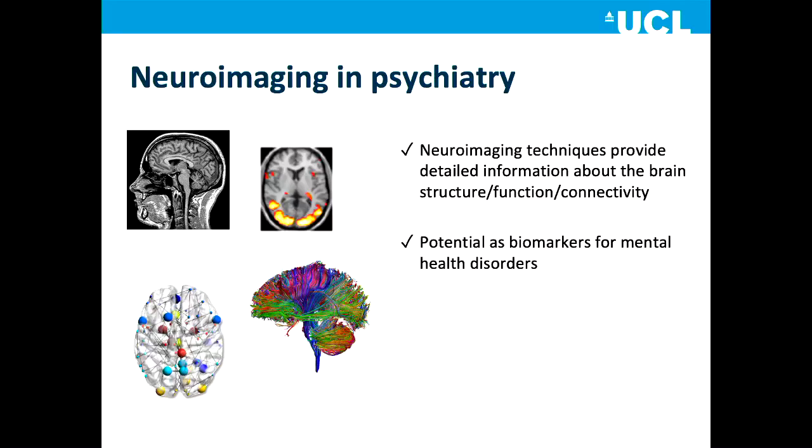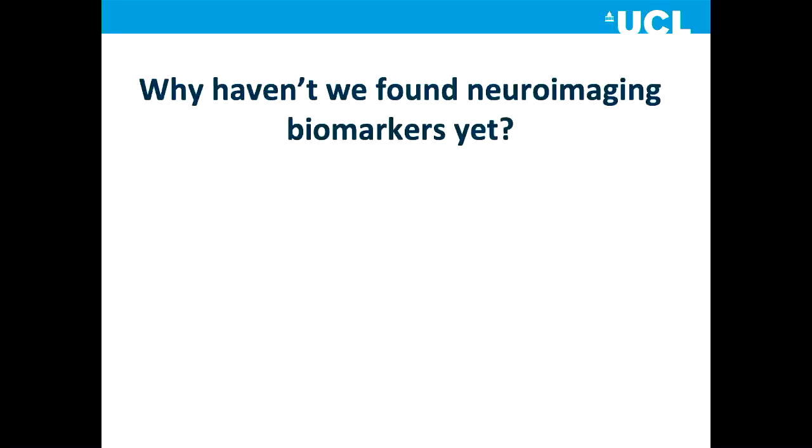However, over the last 30 years, there have been many studies using these several neuroimaging techniques in clinical neuroimaging to find the differences between patient populations and healthy controls. But despite many studies over 30 years, there have been very little clinical translations. So I think as neuroimagers or neuroscientists, one obvious question for us to ask, since neuroimaging has been around for so many years, is why have we not found neuroimaging biomarkers yet?